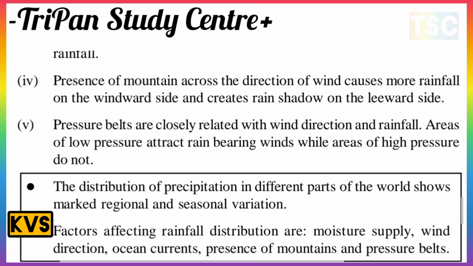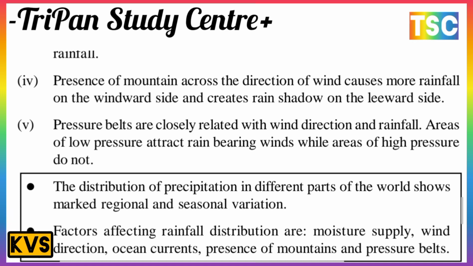Pressure belts are closely related to wind direction and rainfall. Areas of low pressure attract rain-bearing winds, while areas of high pressure do not. This is important here. The most important point here: the distribution of precipitation in different parts of the world shows marked regional and seasonal variation. The factors affecting rainfall distribution are moisture supply, wind direction, ocean currents, presence of mountains and pressure belts.